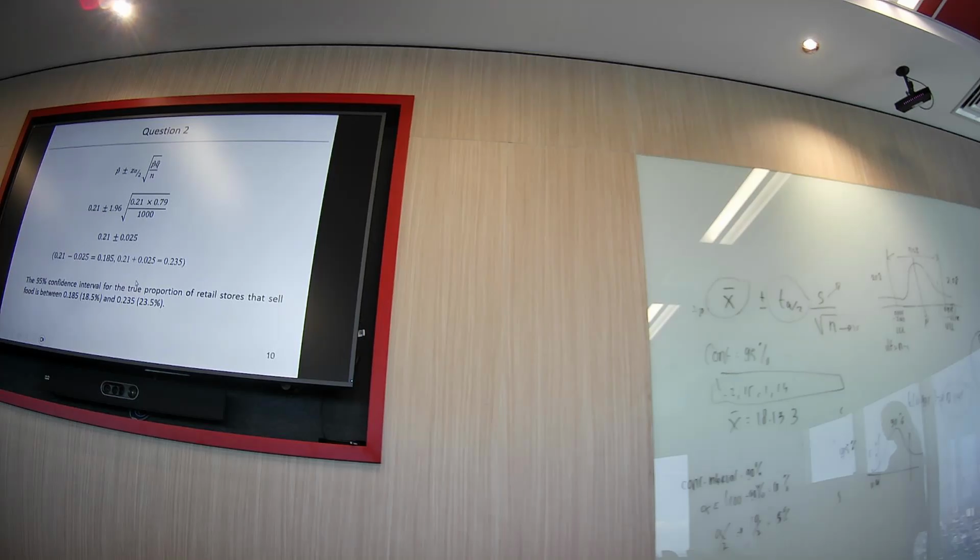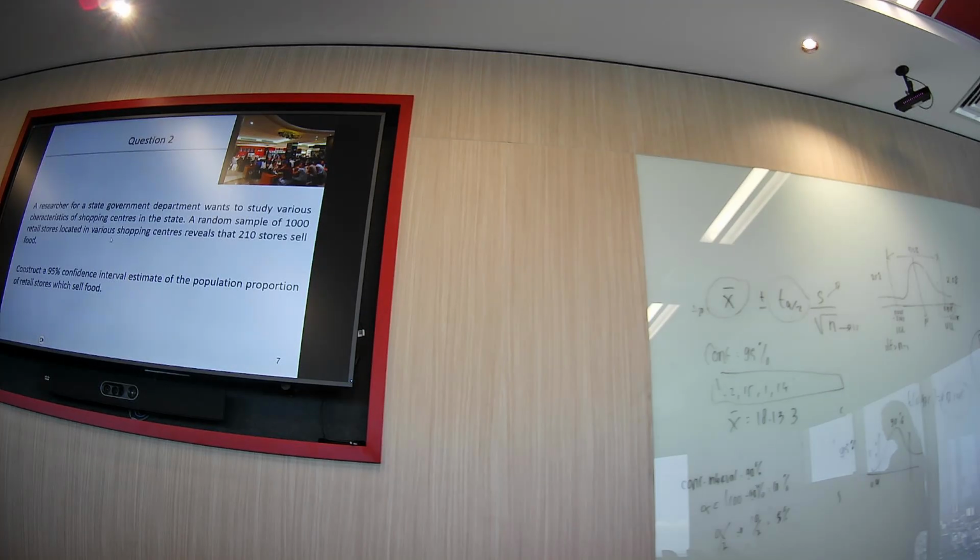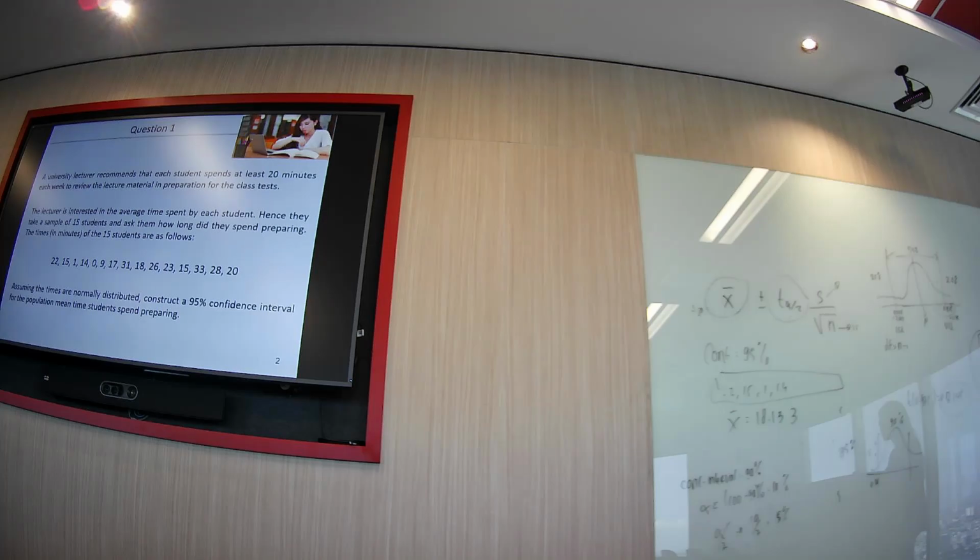Why is this one using P hat, and the previous question uses X bar, the mean? Because the previous question is dealing with the average. This question is to estimate the population proportion, so it deals with the proportion, like a percentage. But the previous question, this one, is average: population mean time.